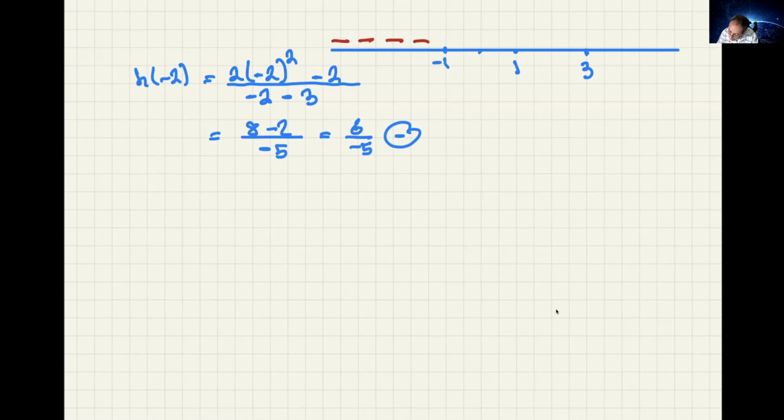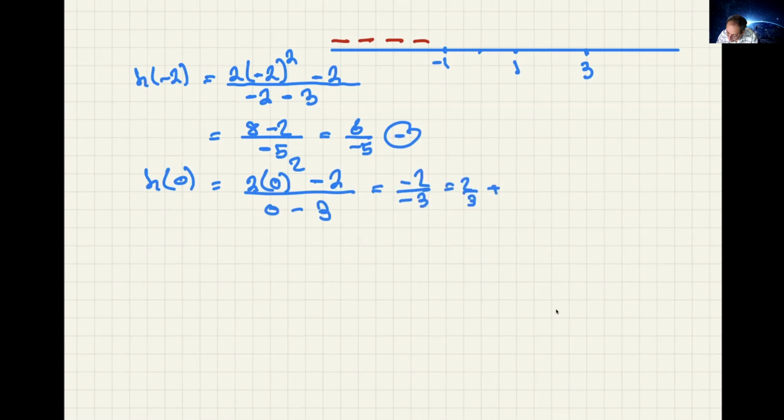Okay, the second part, between -1 and 1, I obviously get h of 0. So 2 times 0 squared, minus 2, over 0 minus 3. So I have -2 over -3, which is 2/3, positive. So here is positive.